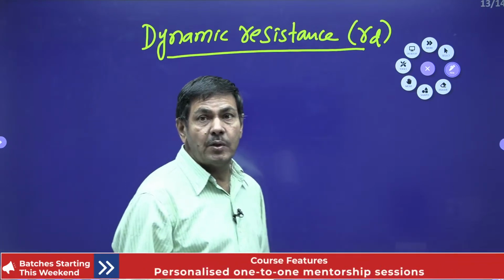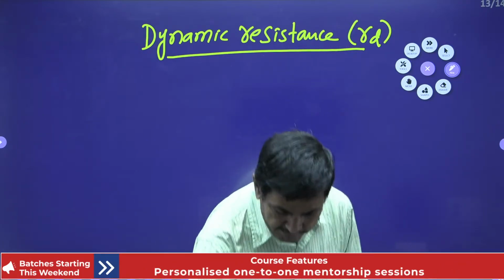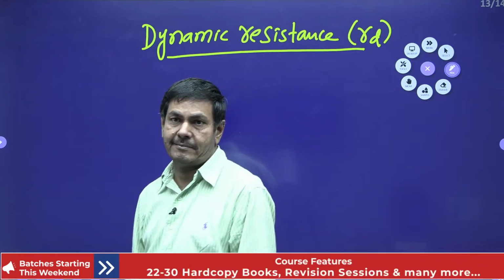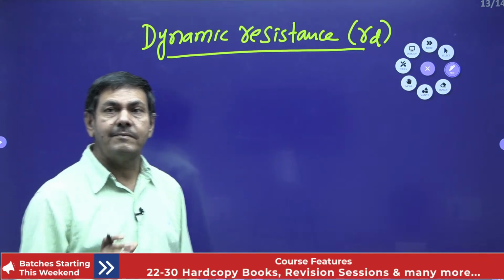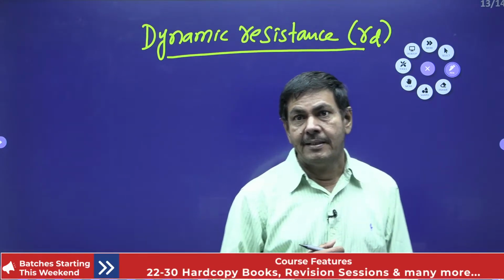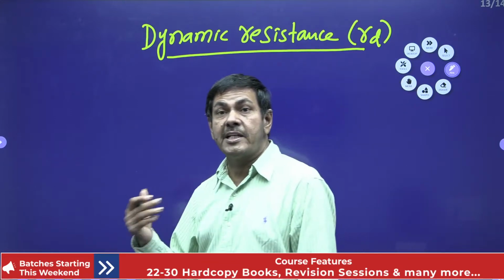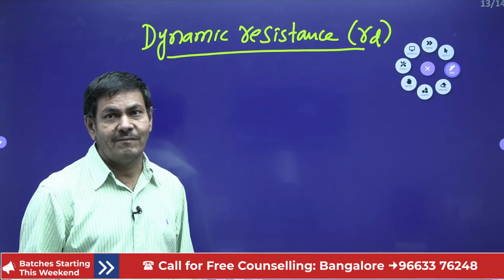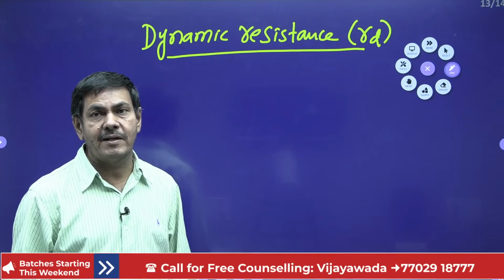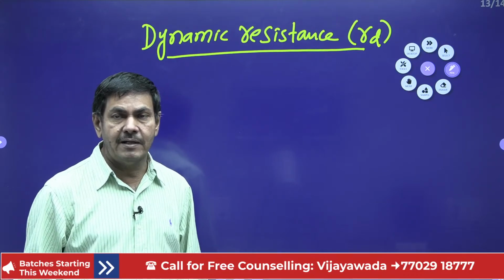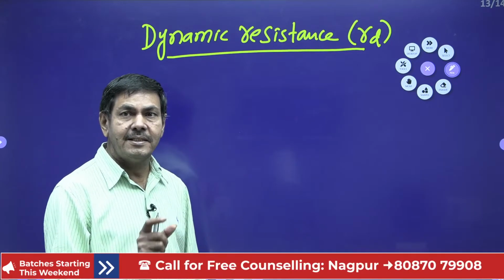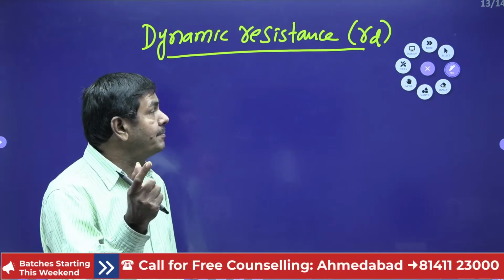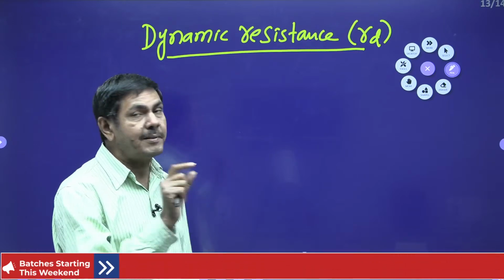That means when the diode is connected, this point is very important. When the diode is connected with an AC supply, at that time the resistance of the diode is taken as the dynamic resistance. When the diode is connected with AC supply, its internal resistance can be denoted by the symbol or suffix D. That is nothing but the dynamic resistance.